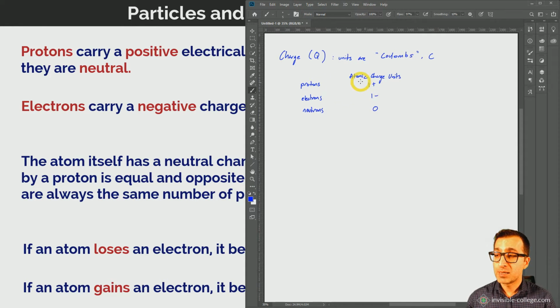And so you can have a smaller unit of charge on a quark. A quark can carry 1/3 of this amount of charge, but a quark is not a particle that can be isolated on its own. And so the elementary charge is still the smallest unit of charge that can exist in ordinary particles like protons and electrons that can be isolated.